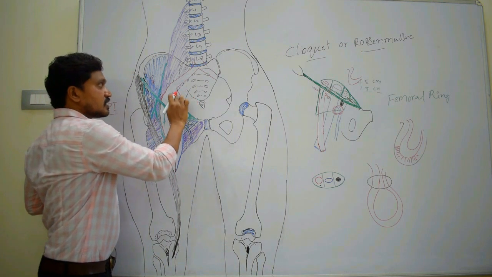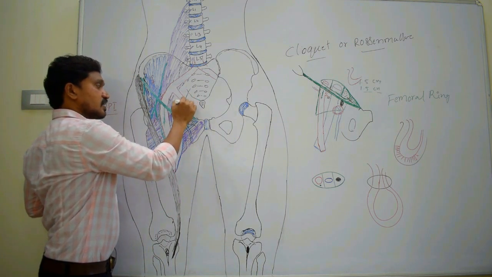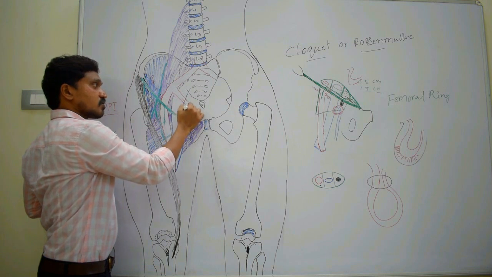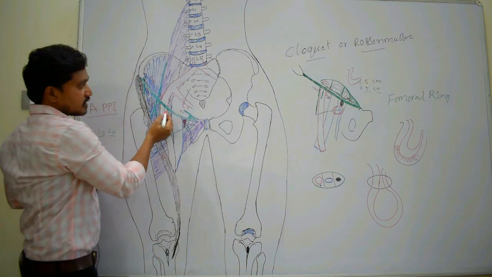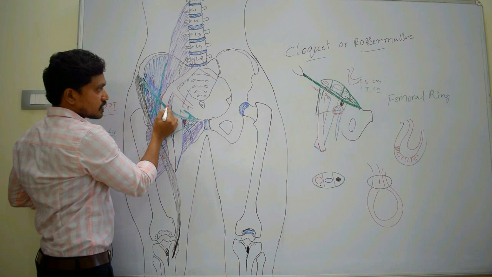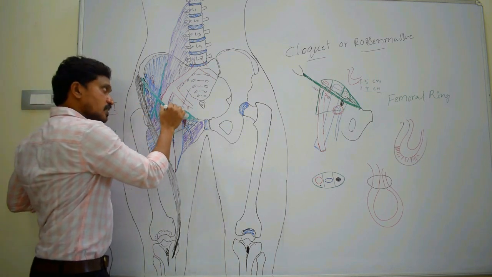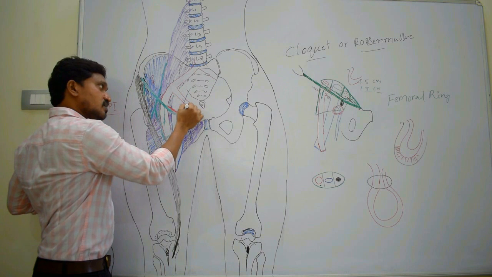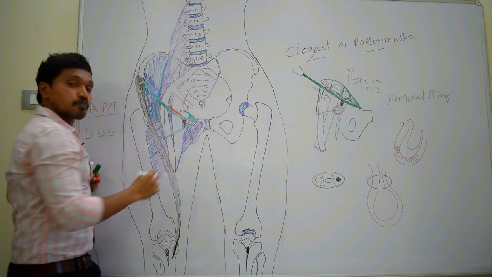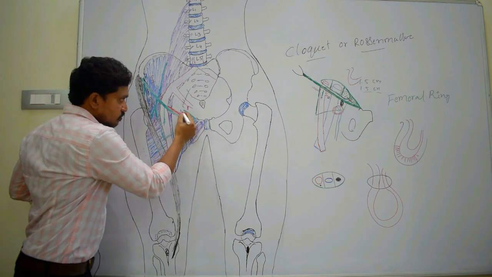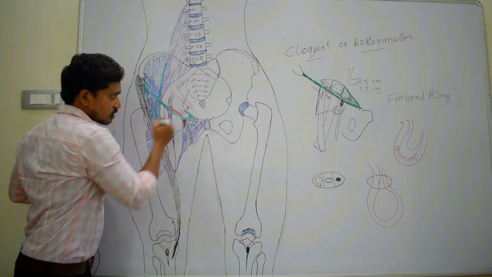This is the internal iliac artery. This internal iliac artery will be giving one branch like this. This is what we call obturator artery. And here, this external iliac artery will be giving one branch, that is the inferior epigastric artery. This inferior epigastric artery and this obturator artery will each give a pubic branch. Here it is giving one pubic branch, here it is giving another pubic branch.